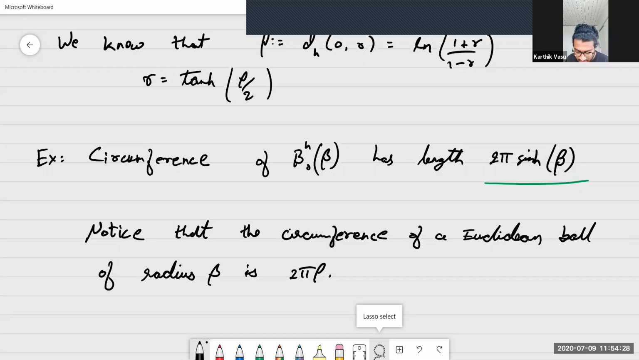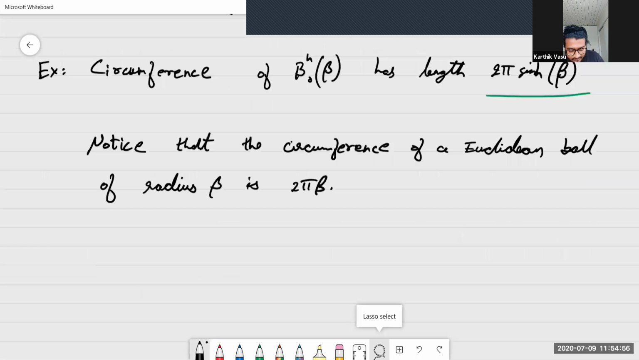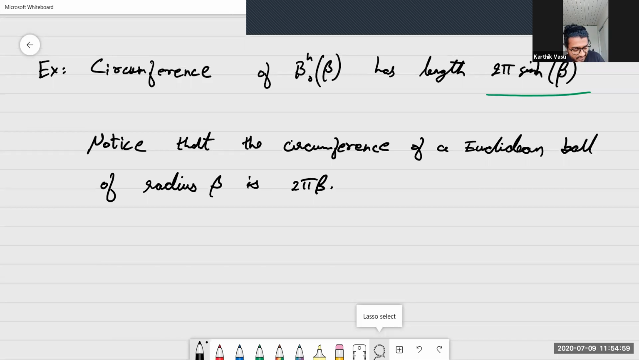In Euclidean space, if you take a ball of radius beta, the circumference will be 2 pi beta, right? So you notice the difference here: as beta grows, in the Euclidean case our circumference grows linearly. But in the hyperbolic case, it grows sort of exponentially. So in hyperbolic space, this circumference grows exponentially. This is an important fact because it is actually capturing what we call curvature.